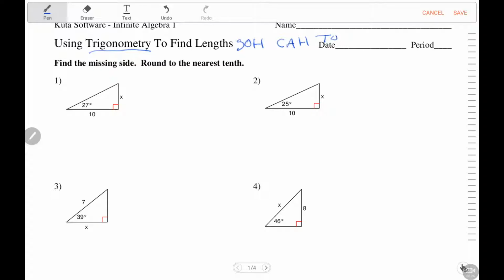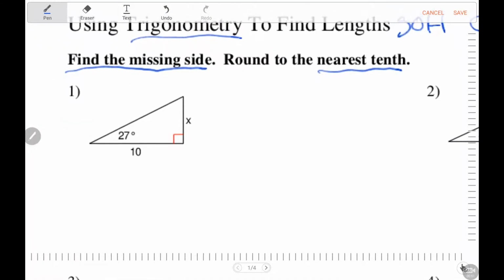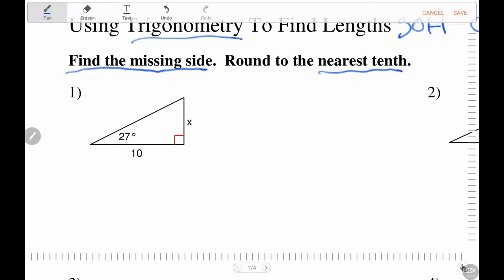SOH CAH TOA. Okay, and let's just remember that sine is the opposite side over the hypotenuse, cosine is the adjacent side over the hypotenuse, and tangent is the opposite over the adjacent. So what we're doing today is finding the missing side, and we're going to round that to the nearest tenth.